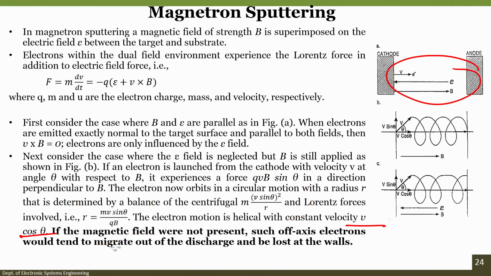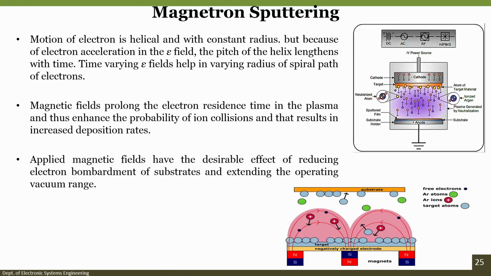If the magnetic field were not present, such an off-axis electron would tend to migrate. Here we are managing the electron to stay within a certain region, and that is why the deposition rate would increase. Further, the magnetron motion of the electron is helical with respect to radius, but because of the acceleration by the electric field, the pitch of the helix lengthens with time. Because the pitch lengthens with time, there will be more bombardment of ions onto the target, resulting in faster dislodging of atoms. When you have higher dislodging of atoms, your deposition rate improves.